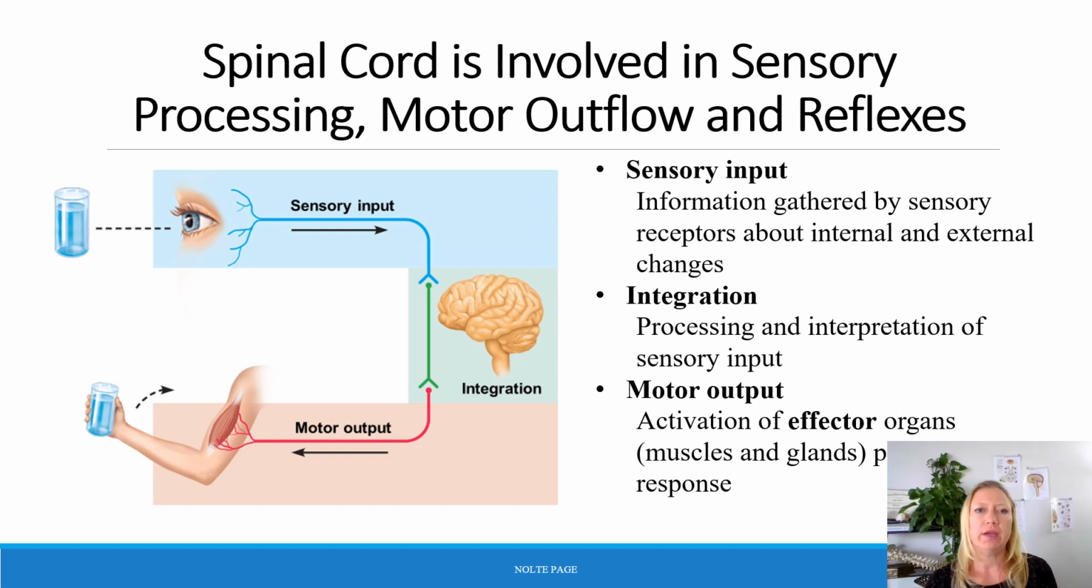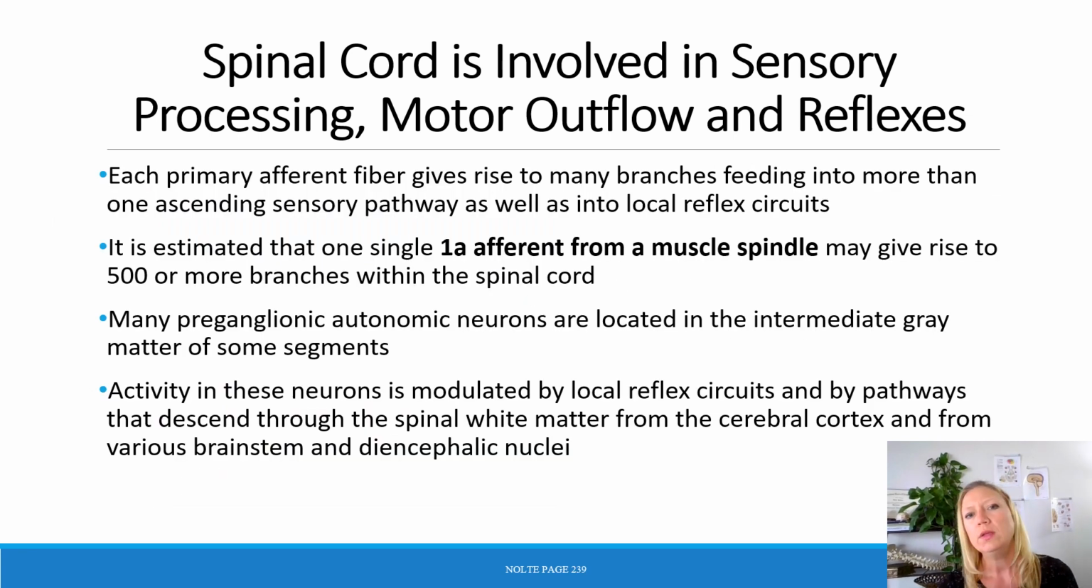So when we get confused here, make sure that you remember the basics, right? Sensory input that we can see here, integration, we're going to process it, and then motor, we're going to move. Okay, sensory, integration, motor. When this gets complex, just remember those 3 stages there. Spinal cord involved in sensory processing, motor, and reflexes. So each primary afferent fiber gives rise to main branches feeding into more than one ascending sensory pathway as well as local reflex circuits. And we're going to go through the reflex circuits at the end of this lecture.